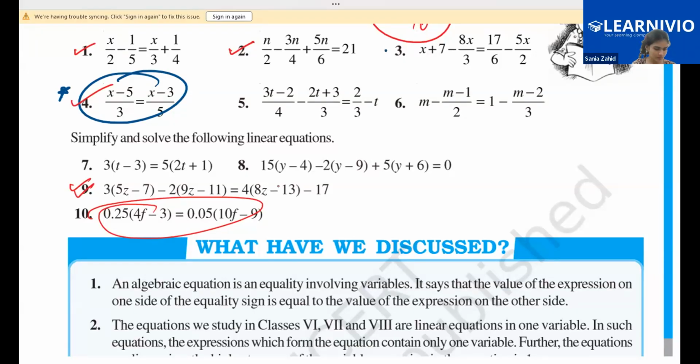Ma'am, yes, Duha. Ma'am, it's Kumar. Yeah, Kumar. Ma'am, for 3 in the bracket 5z minus 7, do we need to multiply 5 with 3 and 7 with 3? Yeah, you'll multiply 3 into 5z, then 3 into minus 7. Okay.